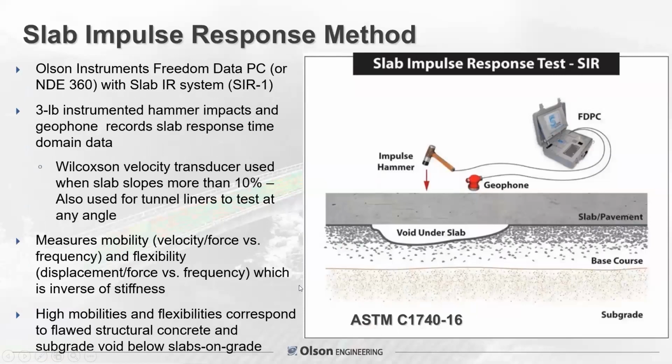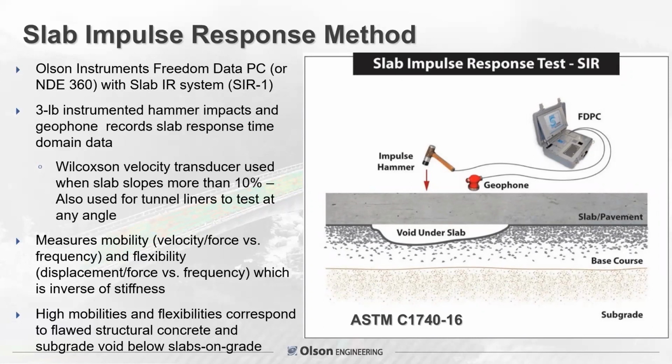So slab impulse response is a method that was first developed. There's an ASTM standard for it listed there. There's an ASTM standard for the impact echo and pulse velocity that were listed as well. But here you hit with an instrumented hammer, you impact the concrete slab or pavement, looking for a void below it with a geophone on a flat slab. It's much more flexible, less stiff, much more mobile, a lot more vibration amplitude per unit force when it's underlain by void versus good subgrade support.